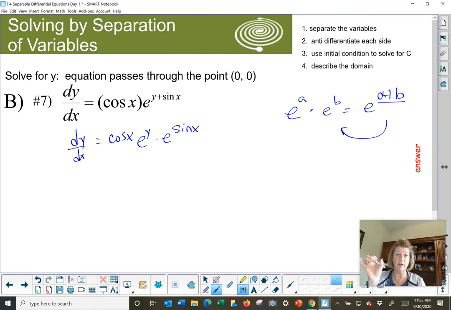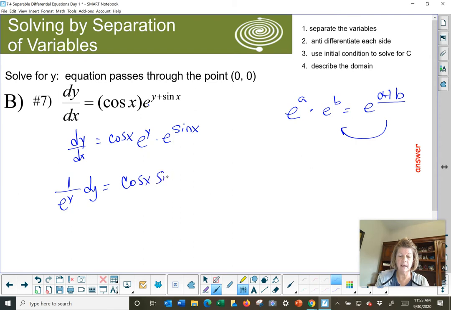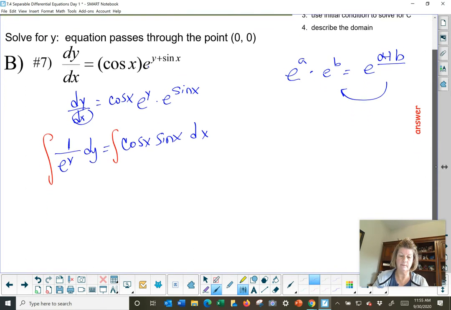Now let's keep the things with x on the right and then move e to the y over to the other side. That would be 1 over e to the y dy, or e to the negative y if you wish, equals cosine x e to the sine x, multiply both sides by dx. Let's talk about doing the integral.